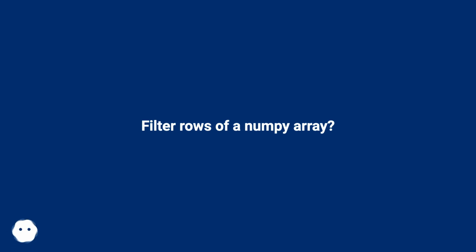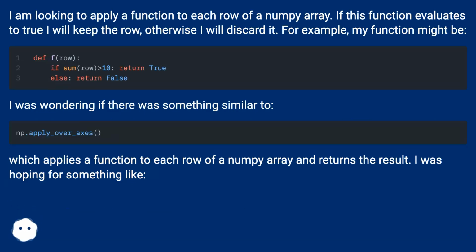Filter rows of a Numpy array. I am looking to apply a function to each row of a Numpy array. If this function evaluates to true, I will keep the row, otherwise I will discard it.